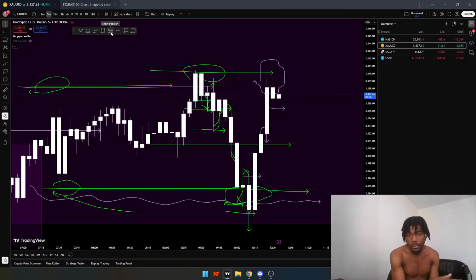If we're talking just scalping environments, you want to engage in that higher time frame move, 5 minute. If you just want to scalp, 1 minute.